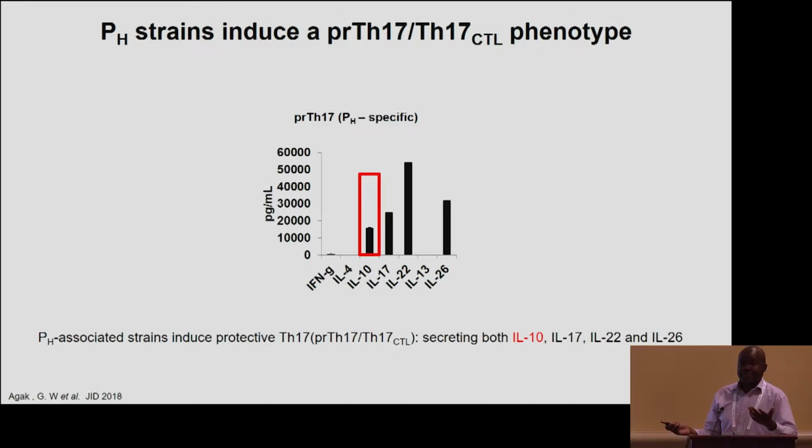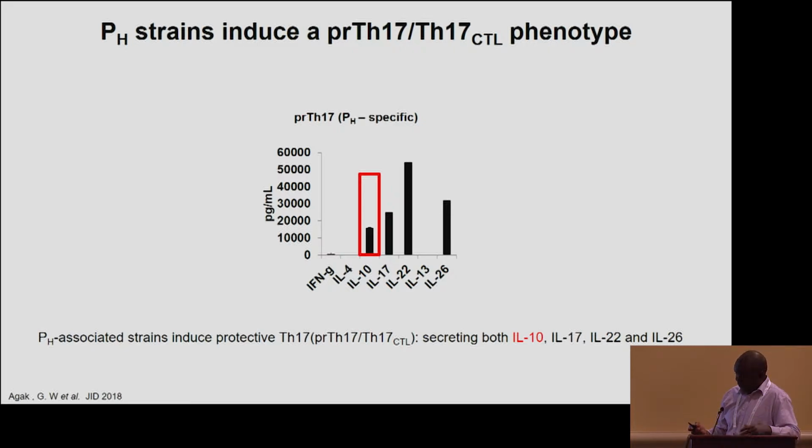So the next thing we did was to try and look at the cytokine profiles of these clones. The healthy-associated strains induce what we've renamed protective Th17s. I'm also going to be calling them Th17 CTLs, and I'm going to share with you the data in a moment. What we saw was that despite producing IL-17, IL-22, and IL-26, these clones also were secreting IL-10, and we know that IL-10 is a modulatory cytokine.